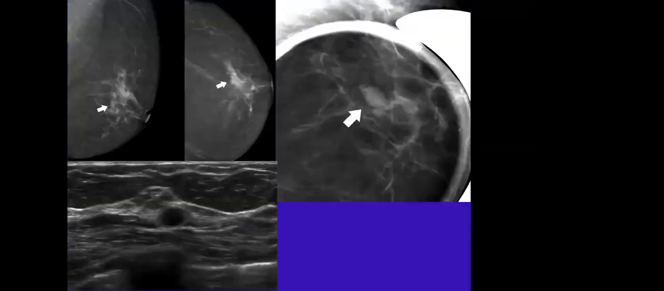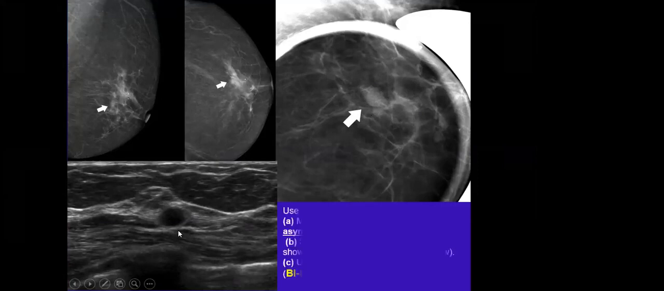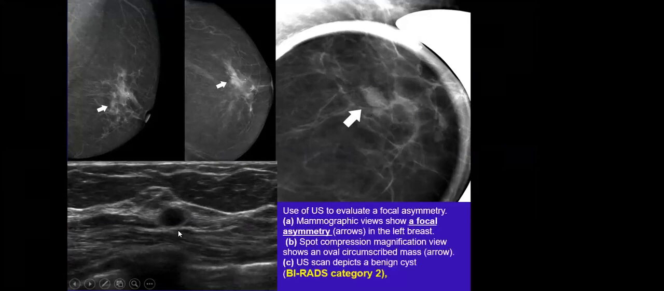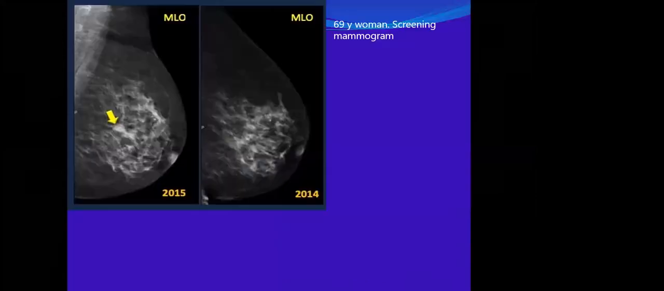Okay, and in this case, look here, this is the area of asymmetry. Spot compression spreads away the surrounding tissue to reveal an underlying small circumscribed oval mass. Ultrasound revealed that the mass is just a cyst, so we downgrade the lesion to BI-RADS 2.